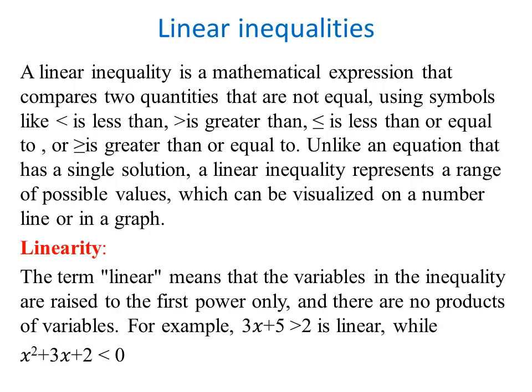Then after this we have linearity. The term linear means that the variables in the inequality are raised to the first power only. So there are no products of variables. For example, 3x plus 5 is greater than 2 is linear, while x square plus 3x plus 2 is less than 0 is not.